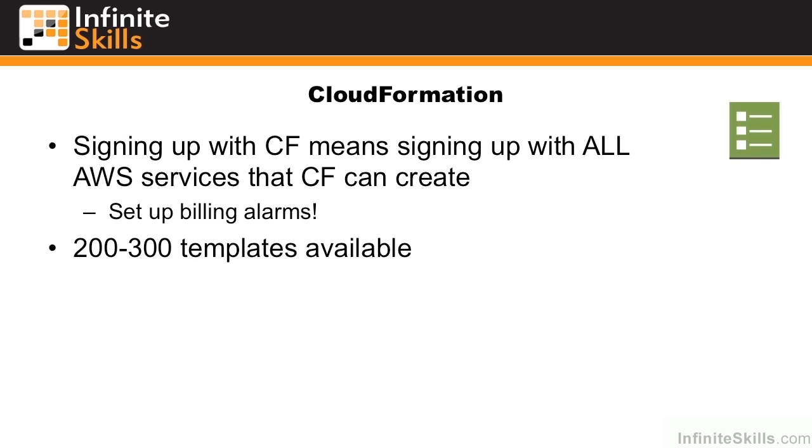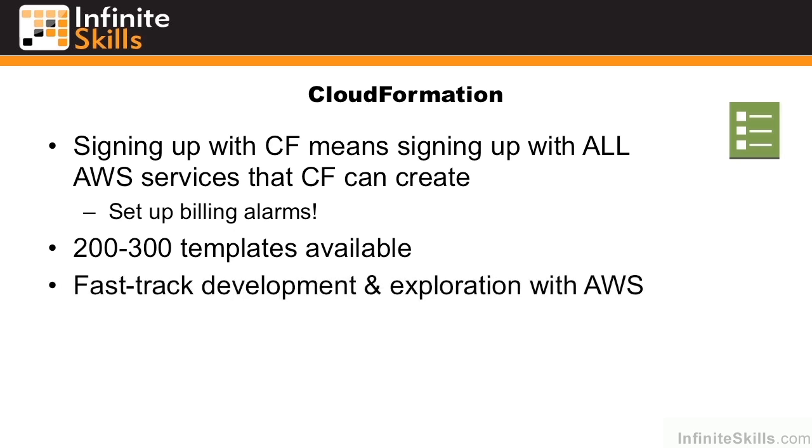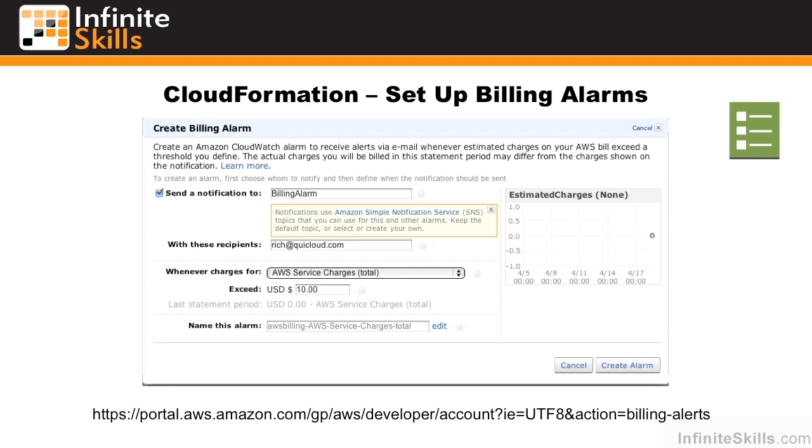There are 200 to 300 templates readily available from Amazon to launch stacks like Drupal, WordPress, and so on. And these can fast-track development and exploration with AWS. You can spin up an entire stack and actually see how the services interconnect and work with each other. So for example, if you wanted to learn how to work with queues, you could spin up a stack that's using a queue and then go in and see how Amazon configured it.